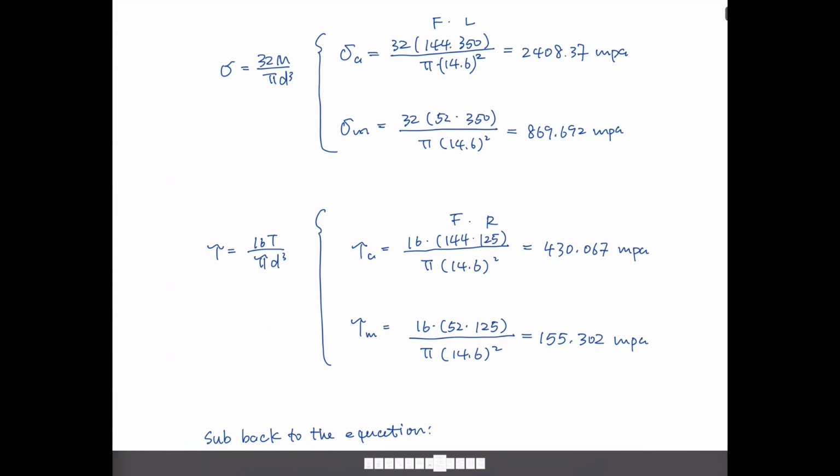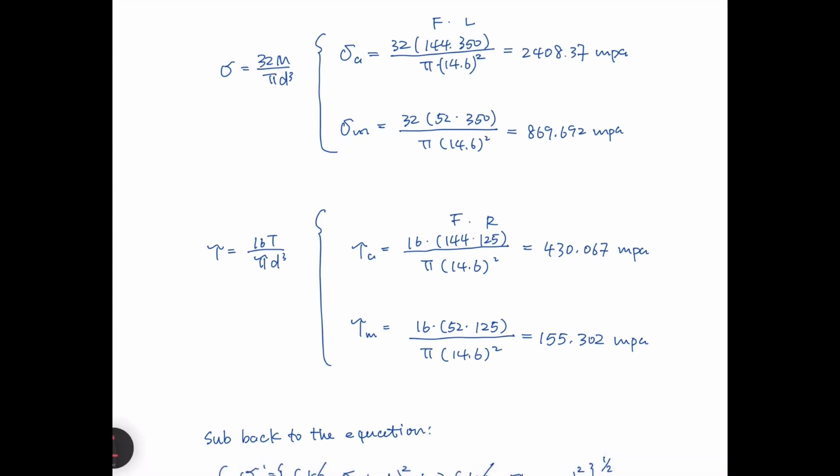And first of all, we know it's a cylinder, so the stress is 32 times the moment over pi d cube, and for the shear is 16 times the torque over pi d cube. And then we know that the moment is force times the distance. So we have two forces, one minimum and one maximum, and then the length is just the length of the shaft, which is 350 millimeters. And then the torque is the minimum force and maximum force, Fa and Fm, times the radius of the disc, which is 125 in this case.